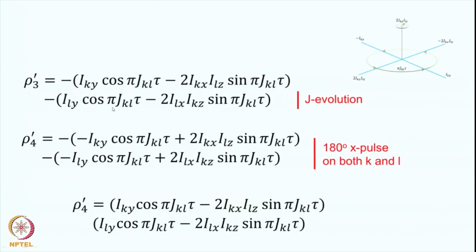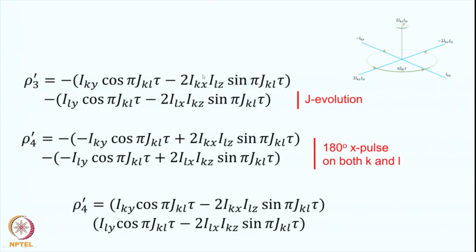Okay. So therefore, J evolution. I put the picture here once more, 2IKYILZ, for those of you who can see it clearly. Then you have the indication here as to what terms you will get. So rho 3 prime is the result of J evolution, and I get here minus IKY plus ILY. The first term gives me IKY cosine pi jkl tau minus 2 IKX ILZ sin pi jkl tau.